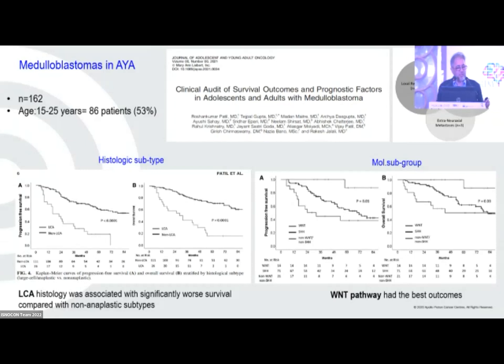And this is quite interesting because even in this group of patients, we could demonstrate that there were distinct survival differences between molecular subtypes and histological, with large cell anaplastic being the not so very good. In other words, could be either group 3 or P53 driven sonic hedgehog and wind pathway.